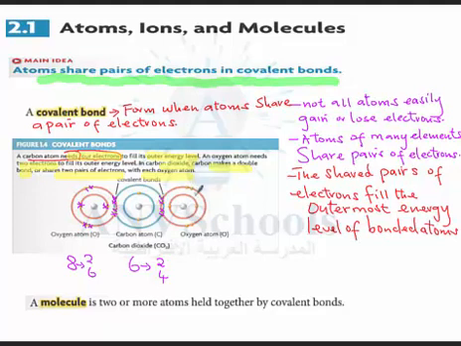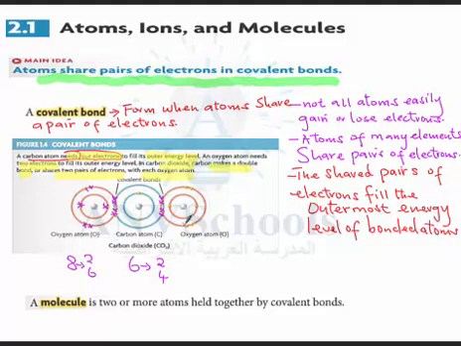So 1, 2, 3, 4, 5, 6 for oxygen, and this one has 1, 2 that carbon has contributed here. If you look at them together, they form 1, 2, 3, 4, 5, 6, 7, 8. So it will be stable, and this one will be stable. Normally, covalent bonds are very stable.